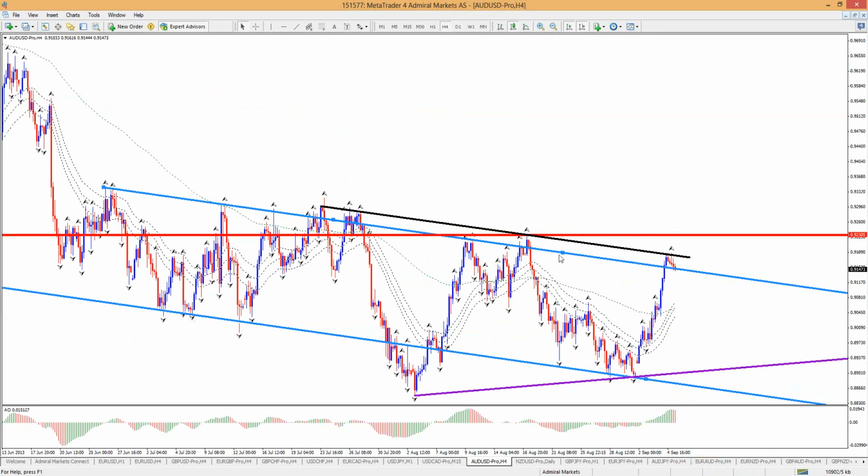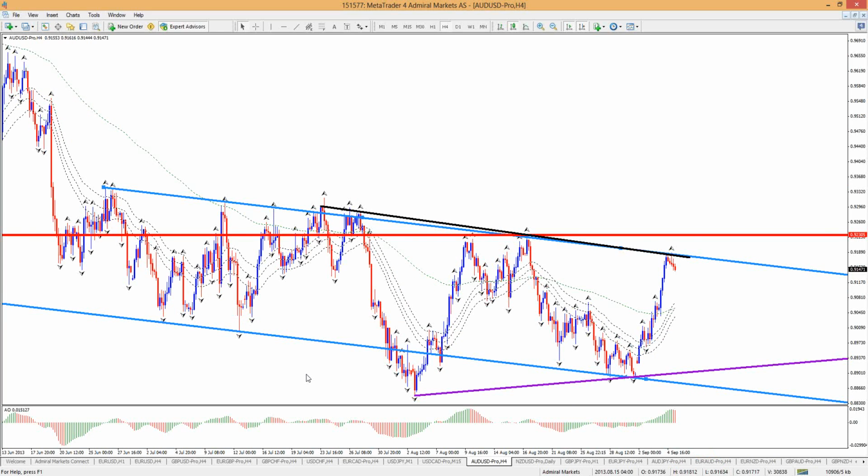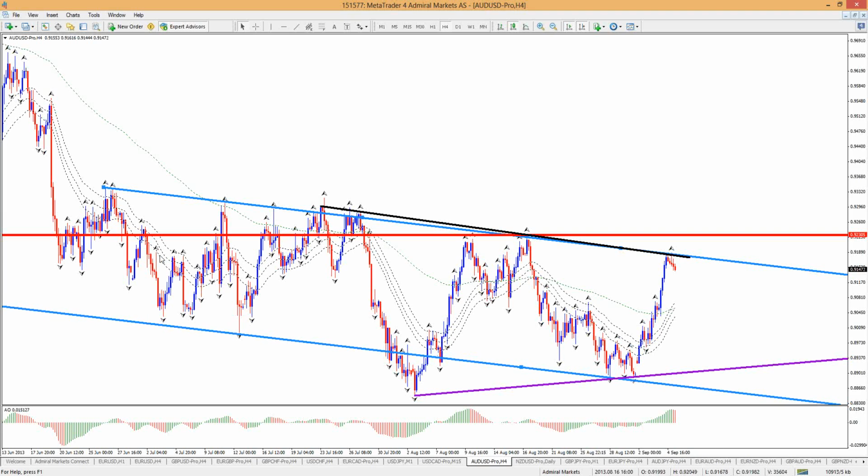We have a pretty neat trend channel here, although the bottom angle is quite shallow. We have price hanging out a bit there. That's fine. You can have overthrows and underthrows in trend channels.